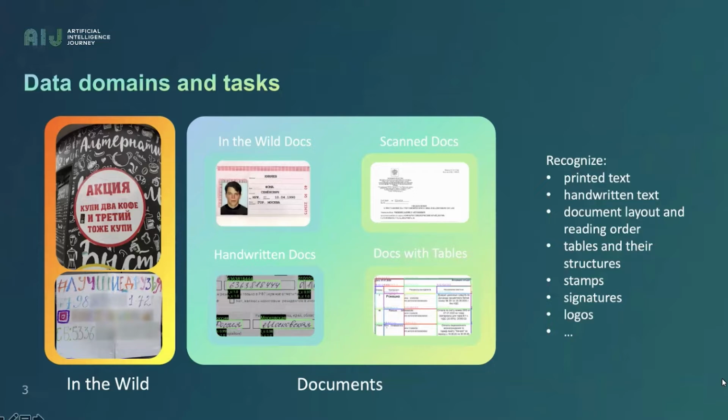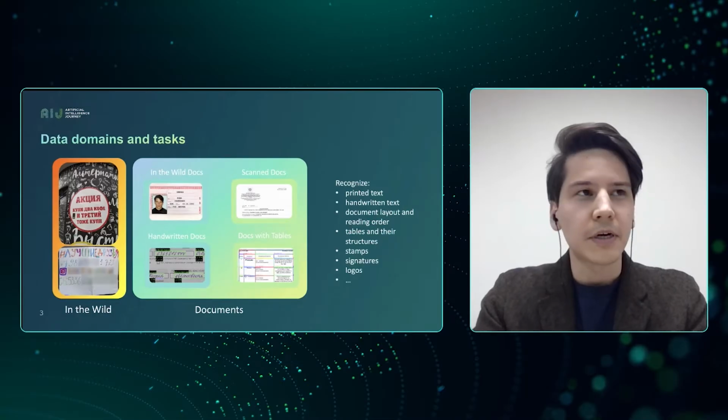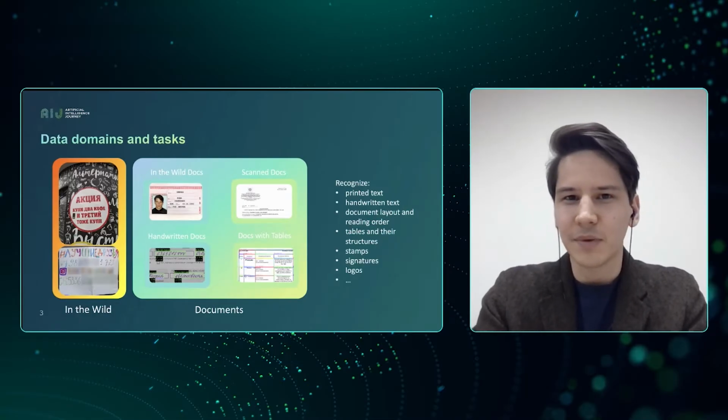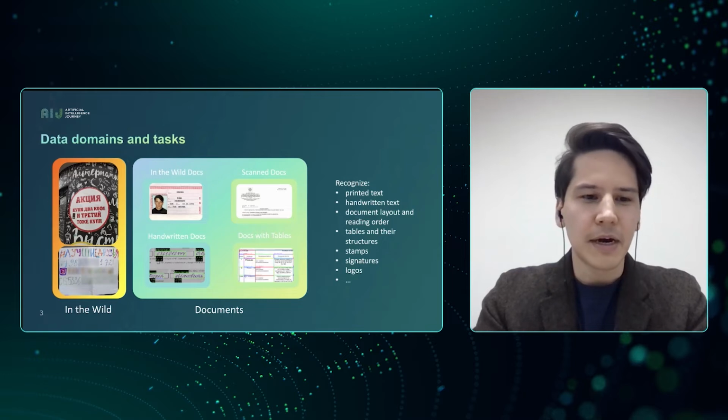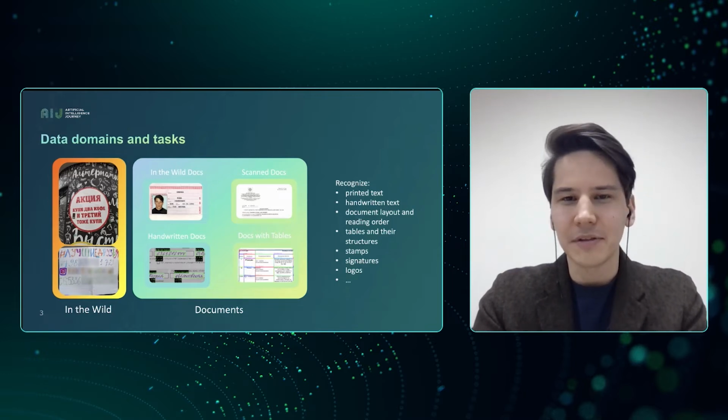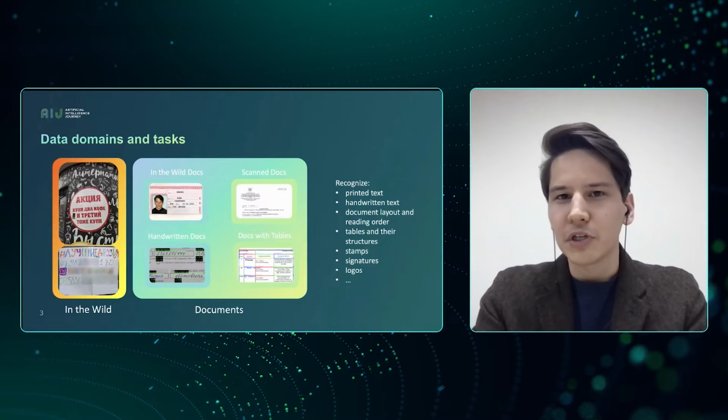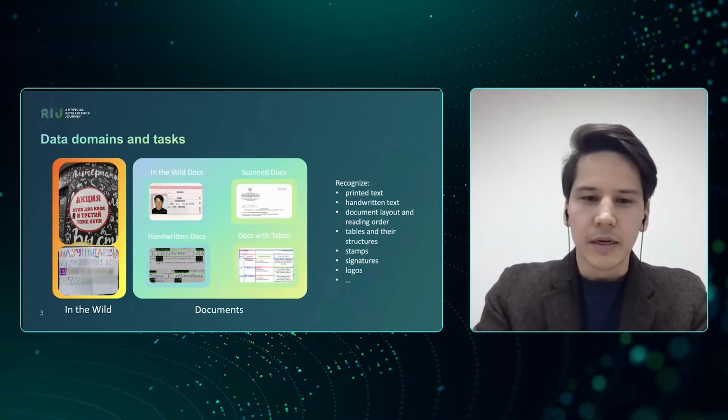What kind of documents are these? Usually we need to recognize scanned documents, but we also work with handwritten documents, documents with tables, ID documents, passports, SNILS, INN, and so on. Apart from documents, the text can be present on other surfaces. We separate in the wild entities, which are images with text, for example, images taken with a smartphone.